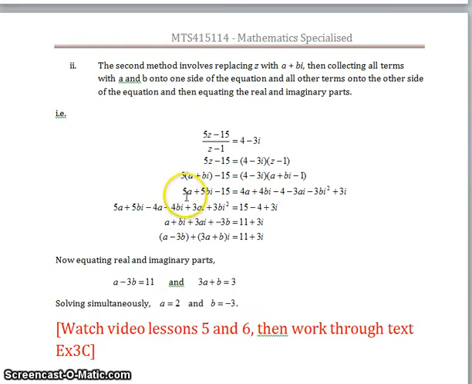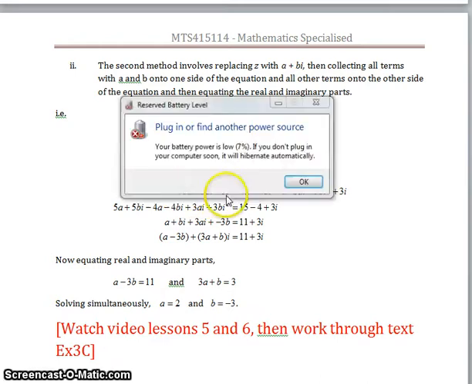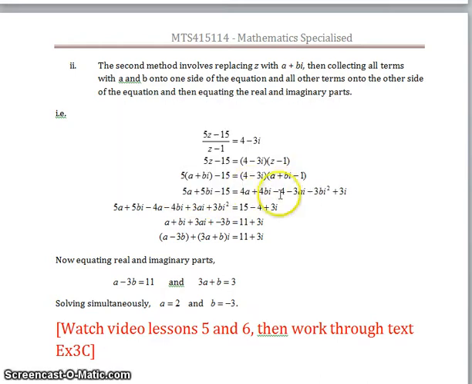Expanding, we get 5a plus 5bi minus 15. On the right hand side we have 4a plus 4bi minus 4 minus 3ai minus 3bi squared plus 3i. We're going to collect all our a's and b's over to the left hand side, as we can see we've done here, and all other terms onto the right hand side.